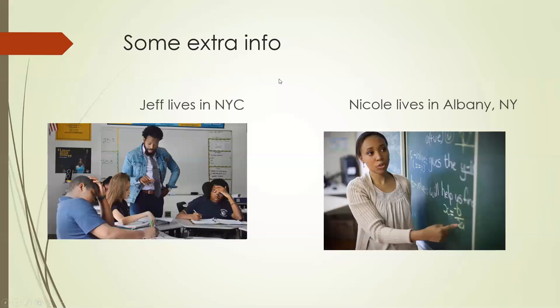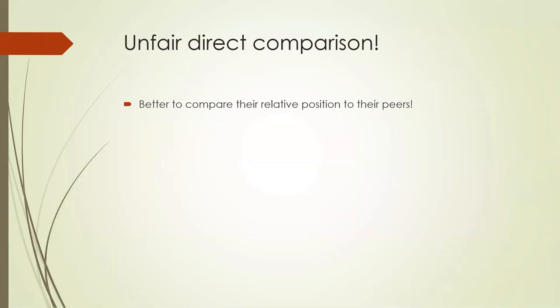So it's tough, right? Just by looking at cost of living, obviously Albany is a little bit cheaper, a lot cheaper than New York City. But Jeff does make $10,000 more a year. Is that enough to offset it? So what we see here is it's an unfair direct comparison. Okay, just by looking at income, it's tough, okay? So it's better to compare what we call their relative positions to their peers.